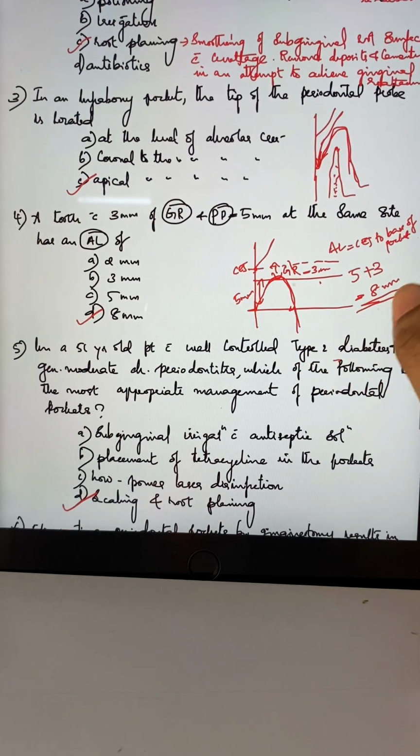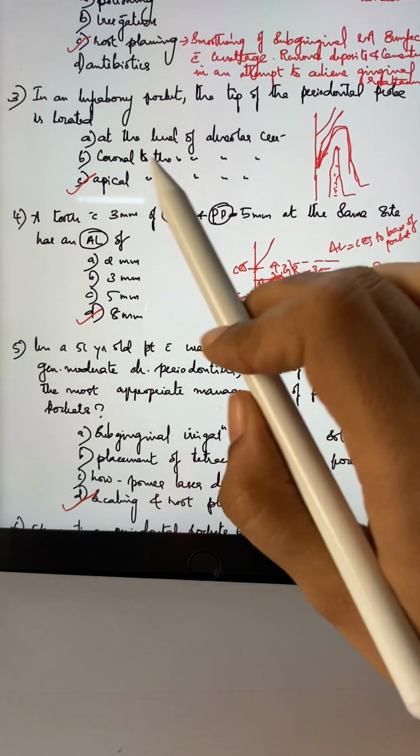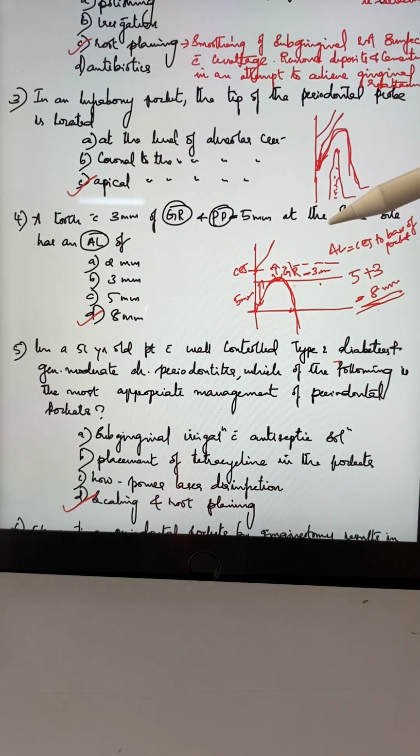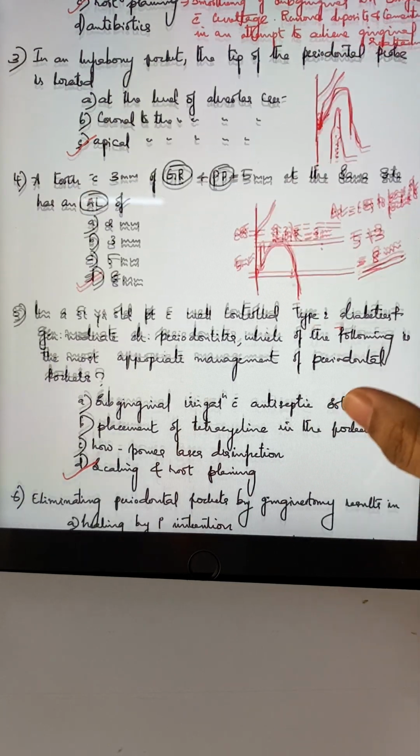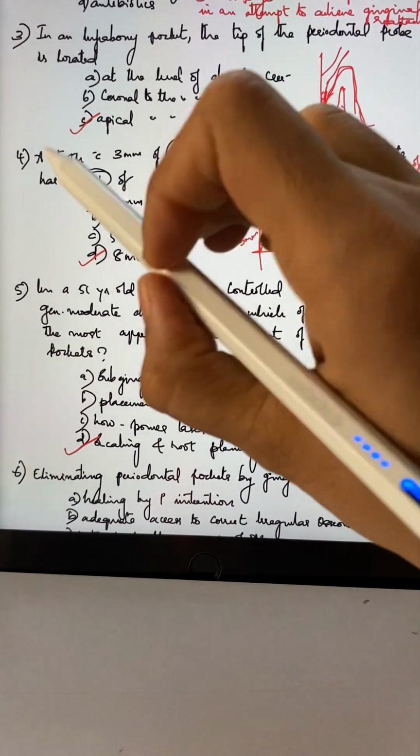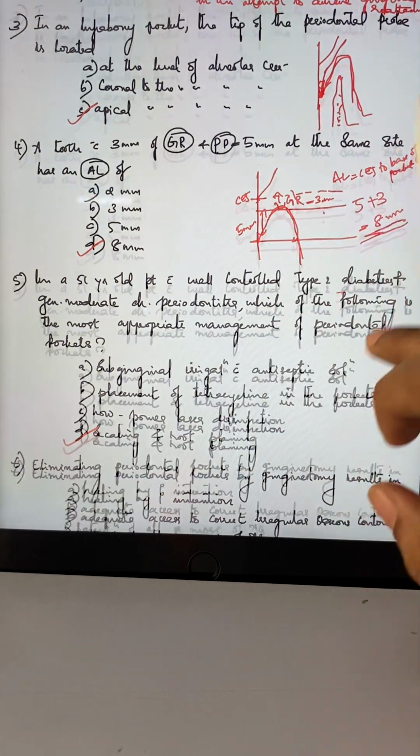Next is, in an infrabony pocket, the tip of the periodontal probe is located. So now infrabony pocket means the base of the pocket is here. So base of the pocket is here and the crest of the alveolar bone is here. So the tip of the periodontal probe will go apical to the level of the alveolar crest. Then this I discussed just now, so I'm not going to answer that.